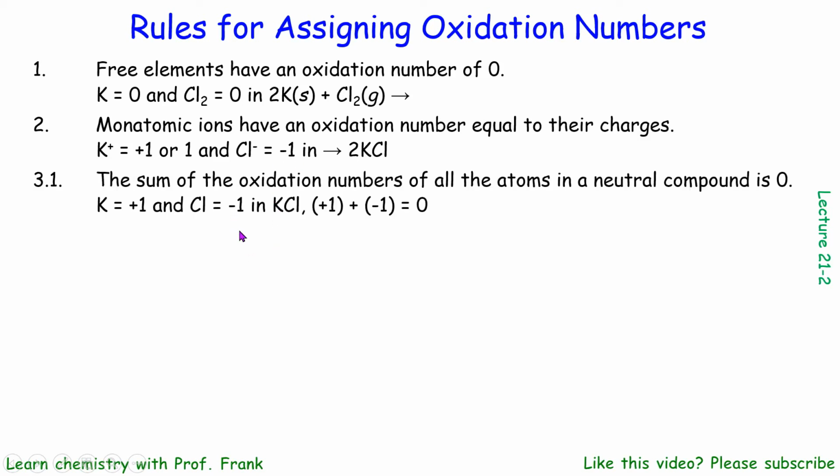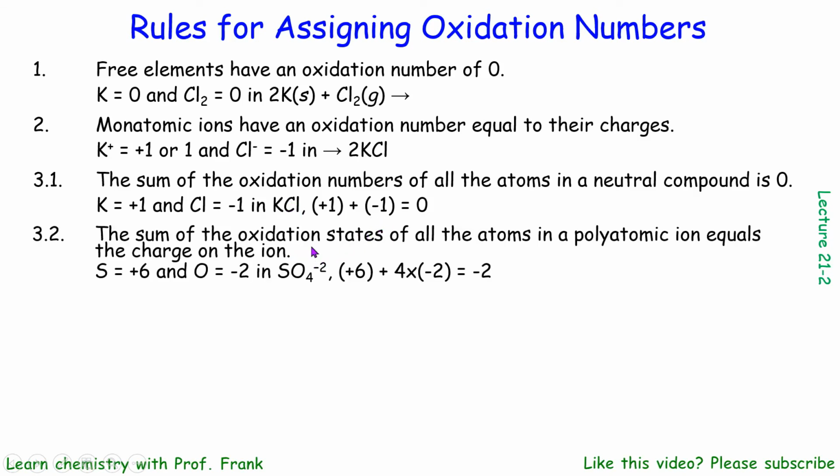The sum of the oxidation numbers of all atoms in a neutral compound has to be 0. Let's say the total oxidation number for potassium chloride should be 0. Positive 1 plus negative 1, that's 0. And the sum of the oxidation numbers of all atoms in a polyatomic ion equals the charge on the ion. For example, sulfate, the overall charge is negative 2. Therefore, the overall oxidation numbers should be negative 2.